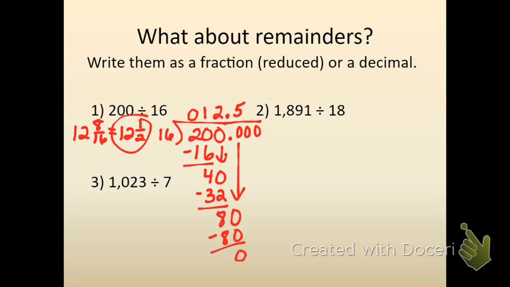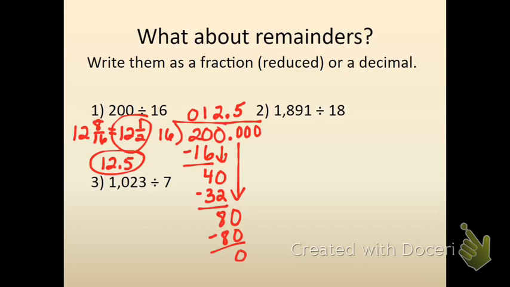So our answer is either 12 and a half or 12.5. How many people knew that those 2 were the same thing already? Good, good. I'm hoping that you do. And if you don't, it's okay. So the answer is 12 and a half or 12.5. They mean exactly the same thing. Okay, so that's one example where it just ended and we were just done. Okay, so let's look at the next one.